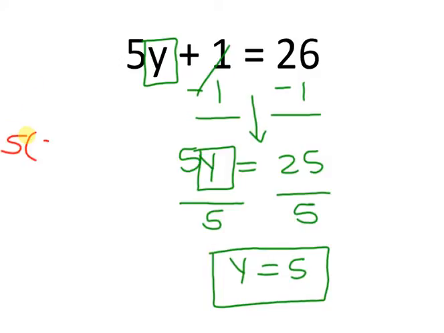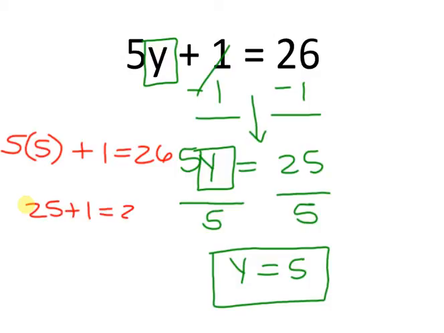So 5 times 5 plus 1 equals 26. 5 times 5 is 25, plus 1 equals 26. 25 plus 1 is 26 equals 26, and that works out perfectly.